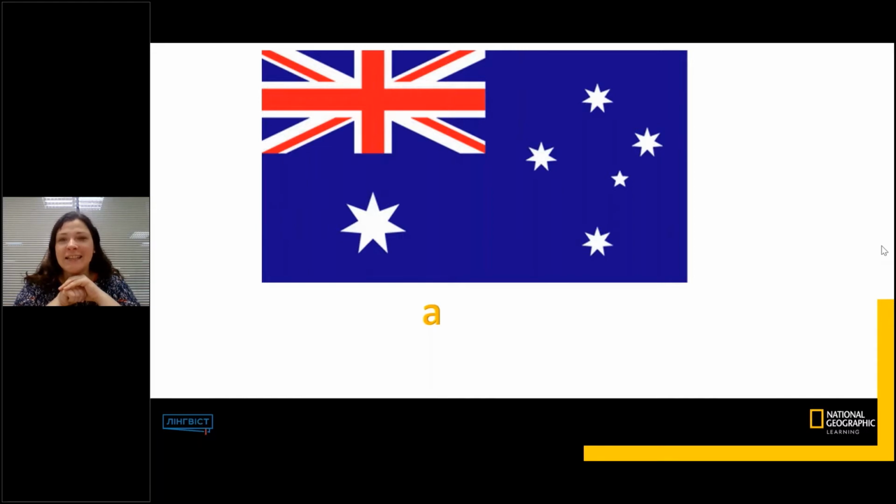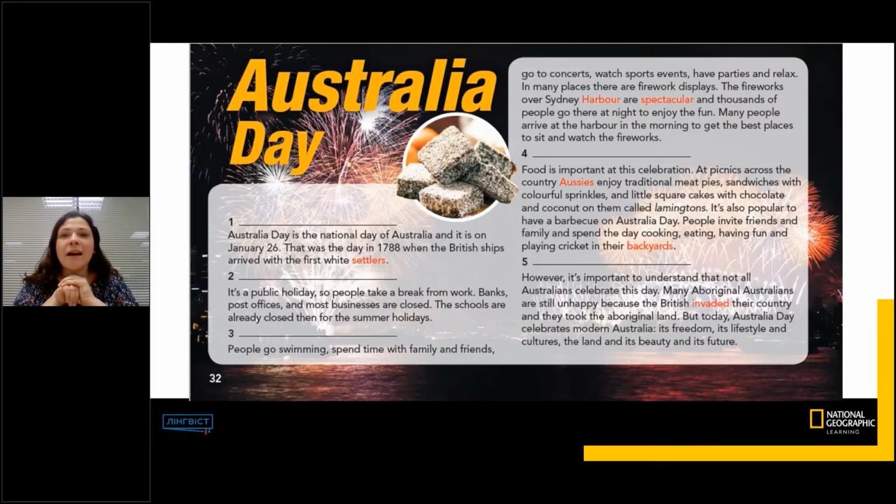Next sentence. The fireworks over Sydney Harbour are spectacular and thousands of people go there at night to enjoy the fun. At picnics across the country, Aussies enjoy traditional meat pie sandwiches with colorful sprinkles and little square cakes with chocolate and coconut.